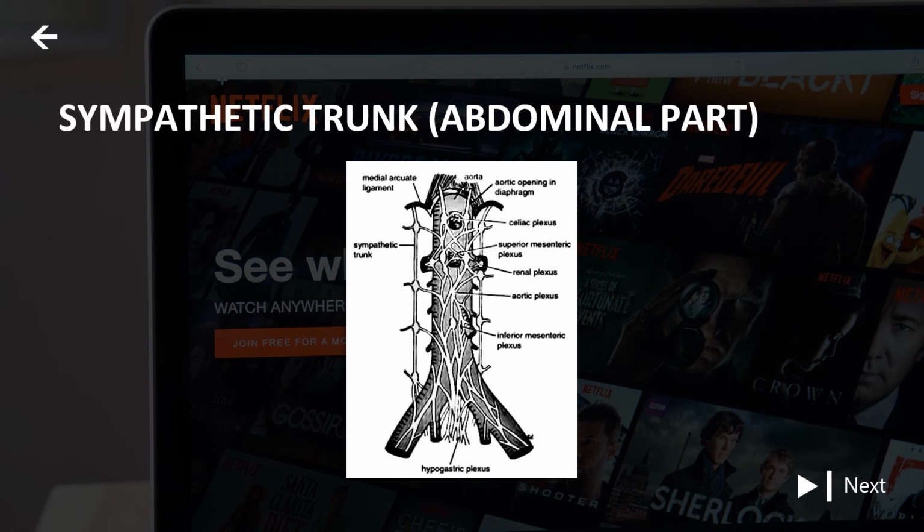Sympathetic trunk. The sympathetic trunk is a fundamental part of the sympathetic nervous system and part of the autonomic nervous system. It allows nerve fibers to travel to spinal nerves that are superior and inferior to the one in which they originated.